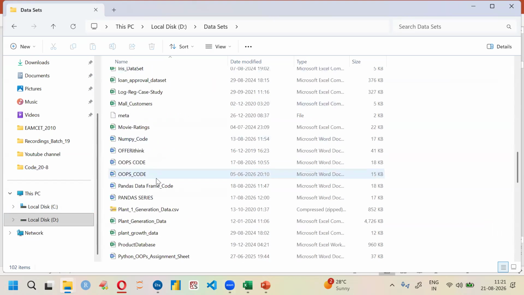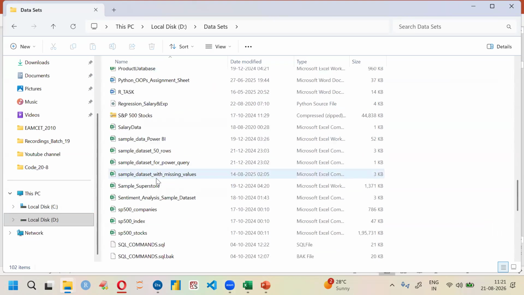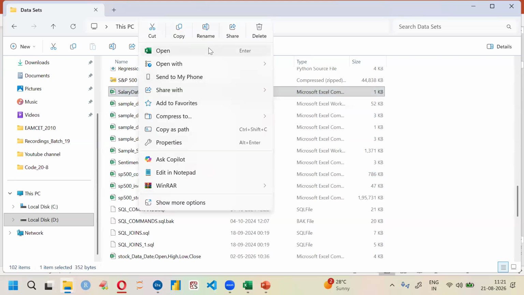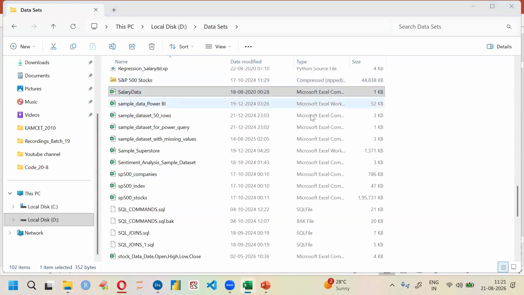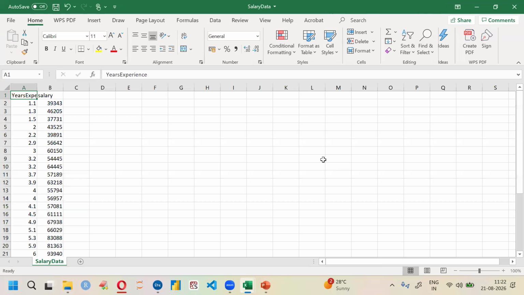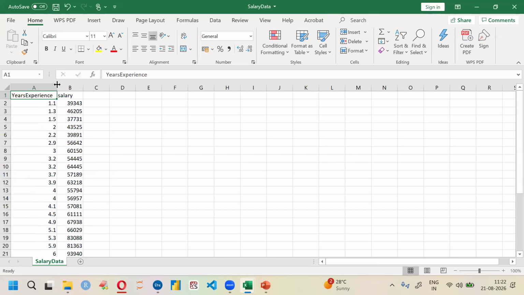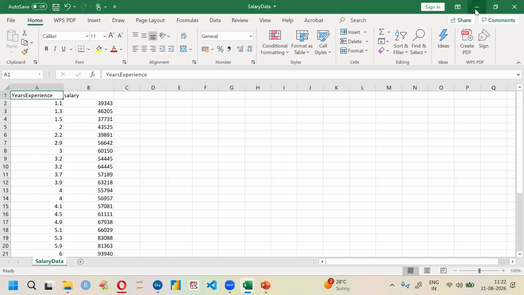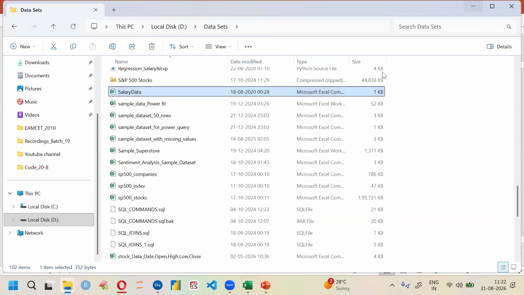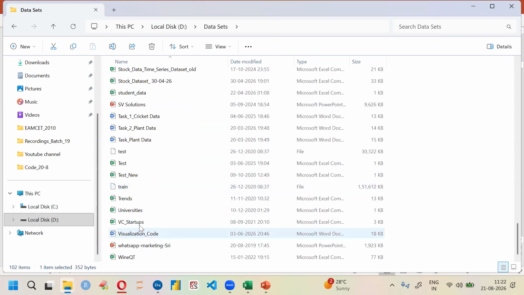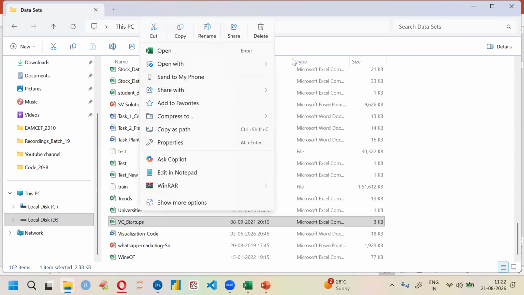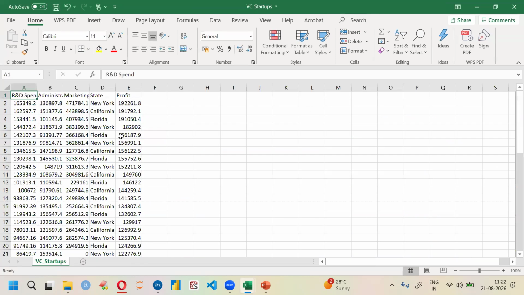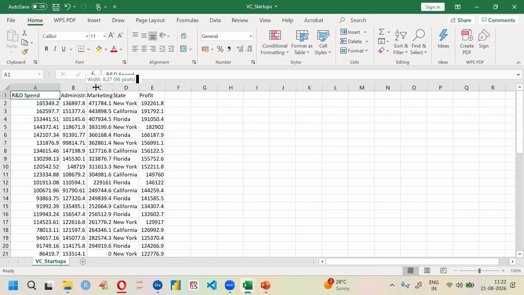Sets. We have one data set with the name salary. Salary data. Let me open this data set. So this is one data set where you have two columns, years of experience and salary. Let me open another data set. We see startups. So this is another data set.